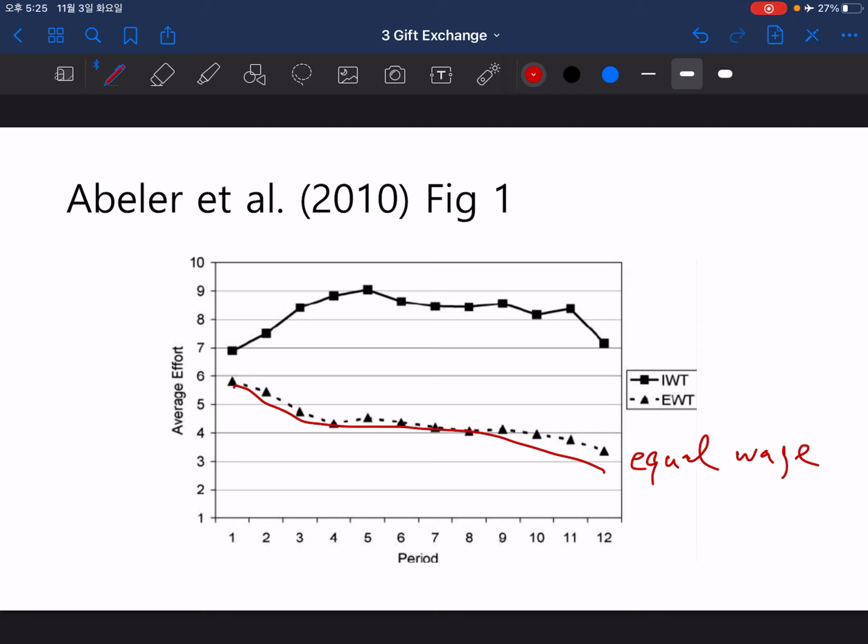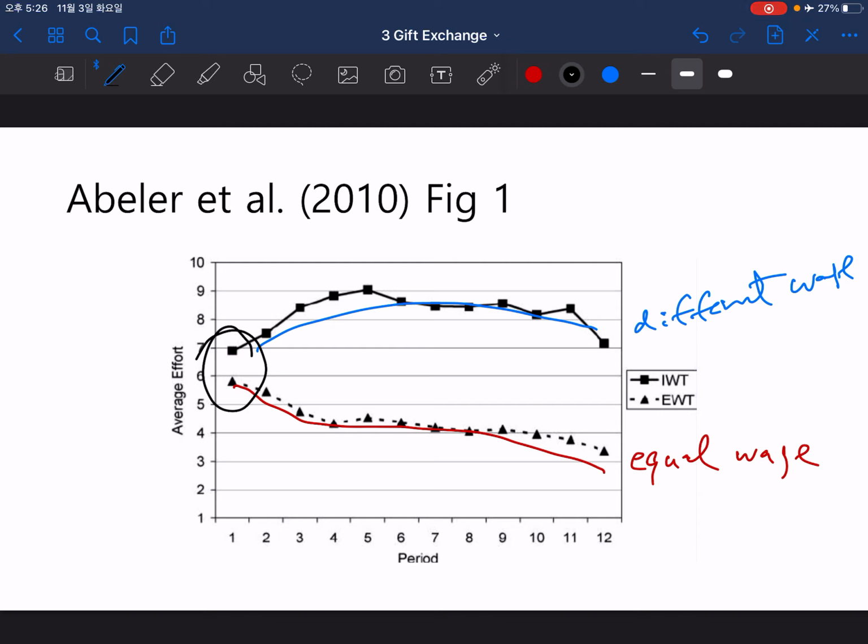So this is the graph for the group where wage must be the same for both agents. And this blue is for the different wage group. We can see that in the beginning, effort is similar. If you look at the blue curve, this is the group where different wage is possible. In this case, we can observe effort is slightly increasing and decreasing later. So there's not much difference in effort between the beginning round and the last round.